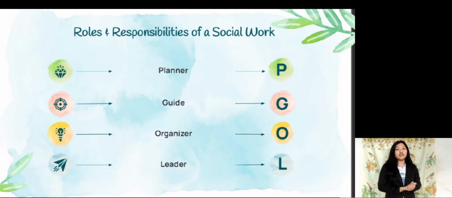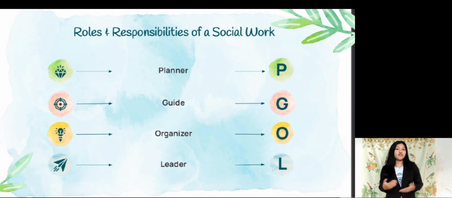First is planner. The social worker managed to organize a workshop and learning forum on the thematic environmental management system, or TEMS, in order to ensure that environmental and social safeguards are maintained in the implementation of the program down to the grassroots level.